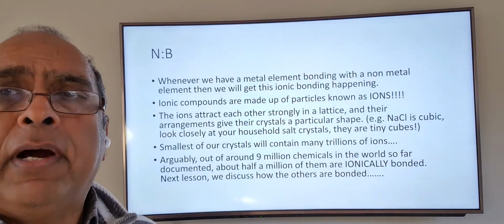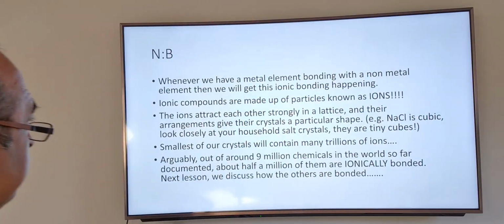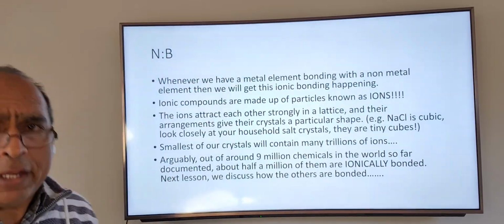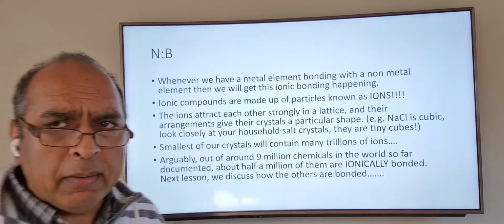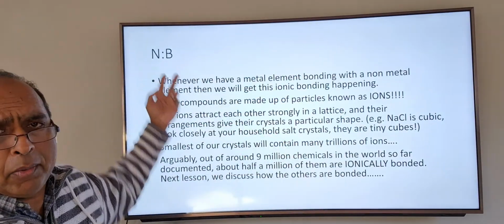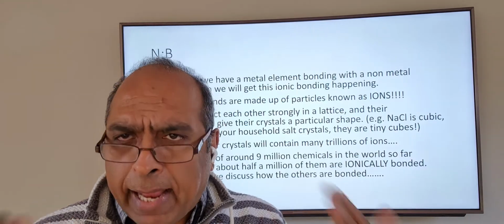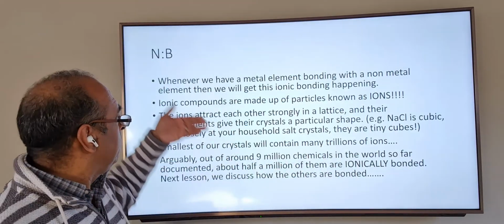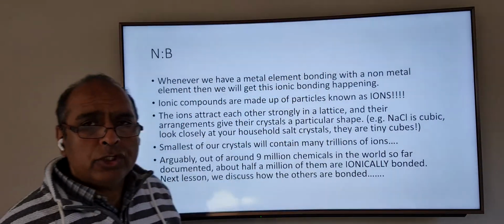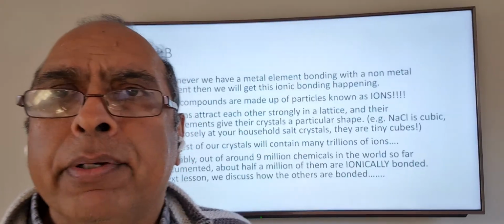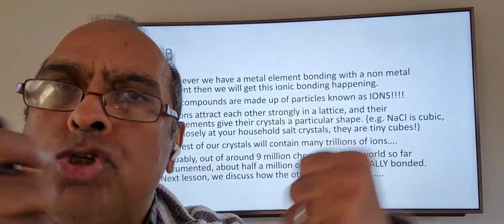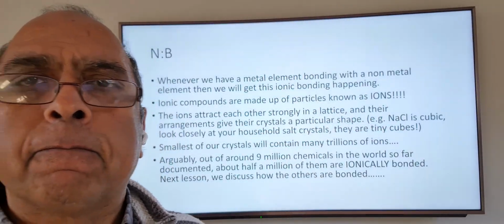So to finish off, final slide. NB is nota bene. Now that means take good note of. I use it when I'm teaching and I say this is important. I will precede it with this NB. NB, nota bene, take good note of the following points. So ionic bonding happens when a metal, non-metal combination of elements join together to make a compound.